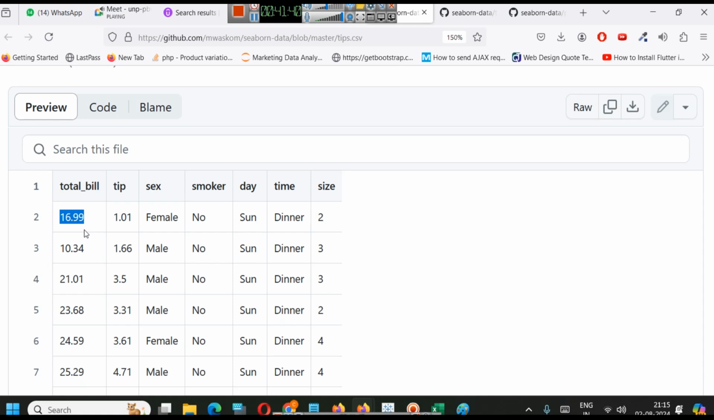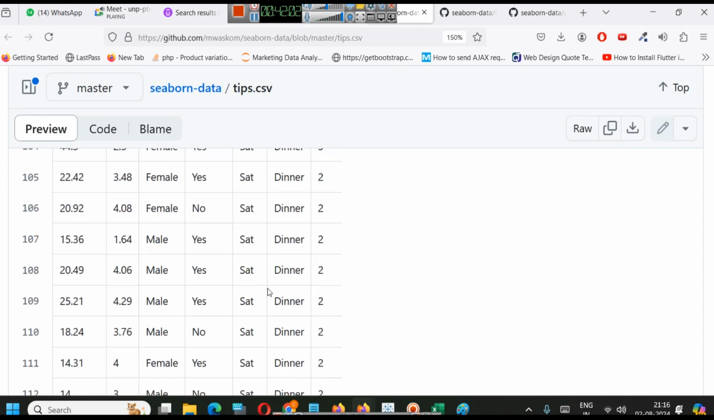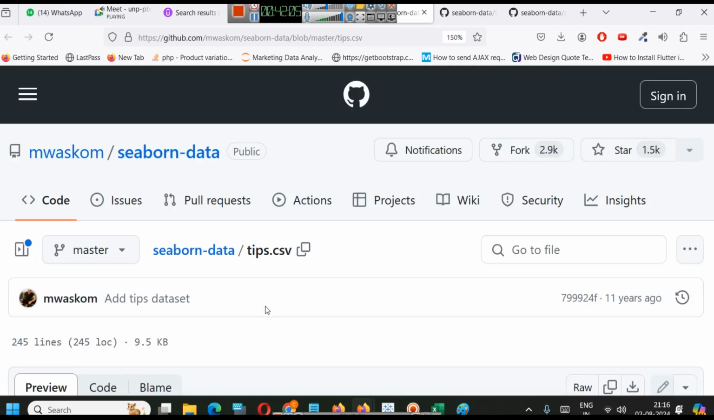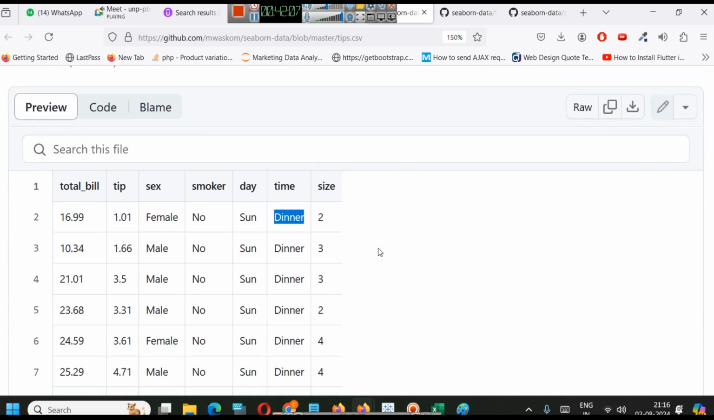Like, can you tell whether a smoker paid the most bill or a non-smoker? Which was the day on which the most number of customers came? Whether more people came for dinner or for lunch? What's the average size of one customer, because in some cases it is one, two, and in some cases a family? What is the average size of a customer?